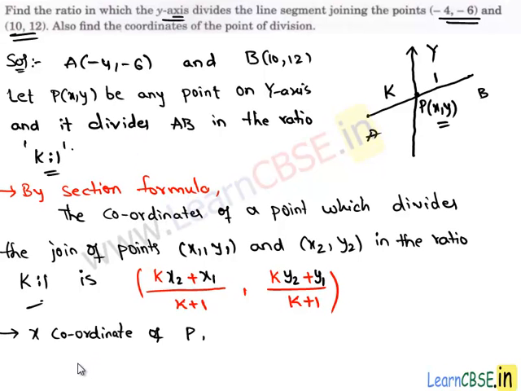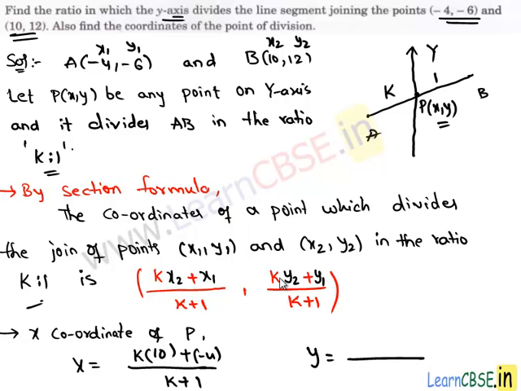Here we have the x coordinate of P, which is x, and we have the ratio k:1. So k times x2. Here we denote (x1, y1) is (-4, -6) and (x2, y2) is (10, 12). So x2 is 10, so k times 10 plus x1. Here x1 is -4, so plus -4, divided by k plus 1. Similarly, we have the y coordinate, which is y, and it is equal to k times y2, k times 12, plus y1. Here we have y1 as -6, divided by k plus 1.